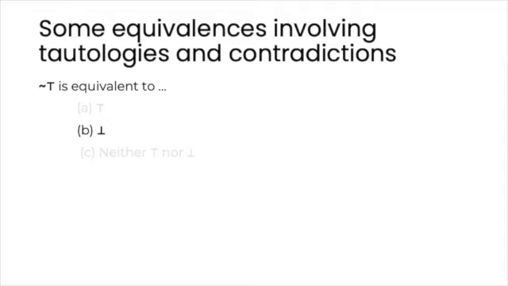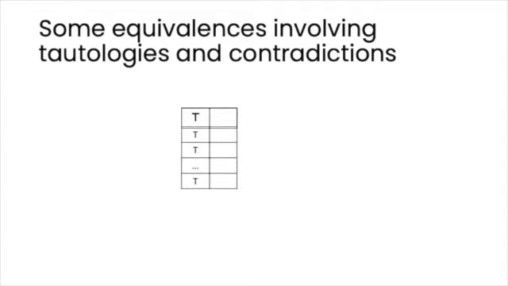Using truth tables, you can visualize it by representing a tautology as a column of T's. Then, when you apply negation to it, you flip the values in the original column from T's to F's, and you end up with a column of F's. But a column that only contains F's can only correspond to a sentence that is false in every row, that is, in every situation, and this is none other than a contradiction.